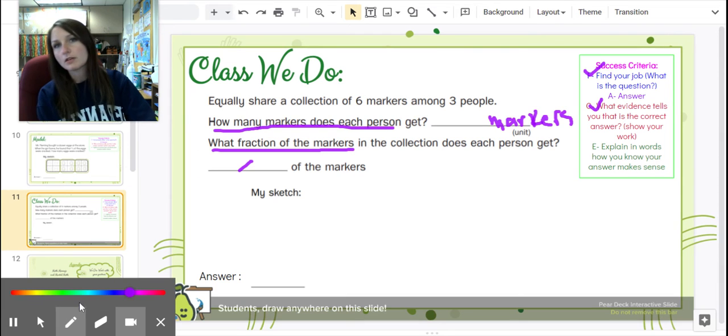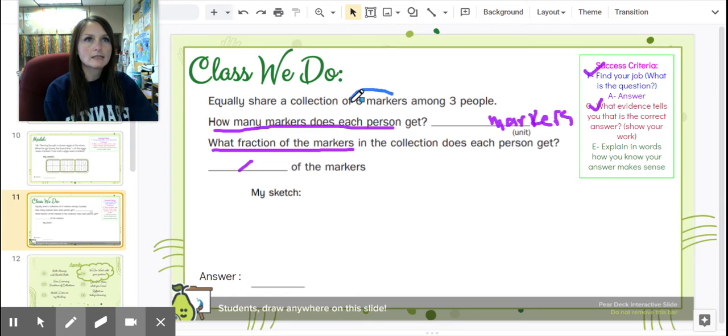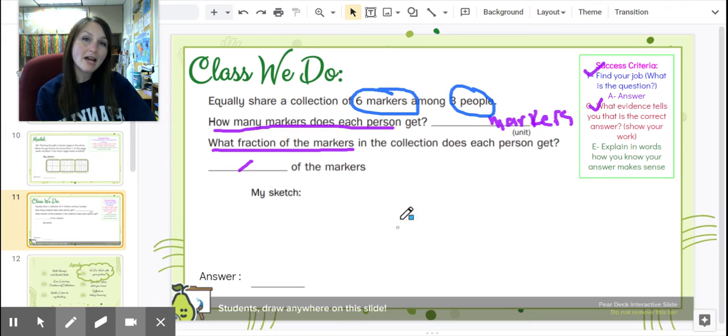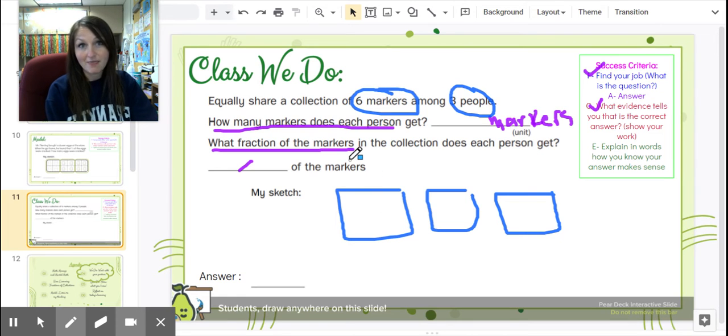So here I'm going to switch my color. This says I need to equally share 6 markers with 3 people. So I'm going to make my 3 people. Instead of actually drawing people this time, I'm going to make 3 people as boxes. Okay, this should be familiar to when we did division number stories. They're basically the same thing. Okay, it's even the division sign. So I have 3 people now. Check. Now I need to have 6 markers.